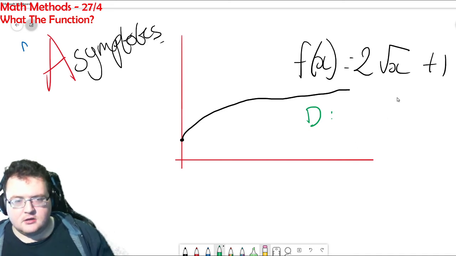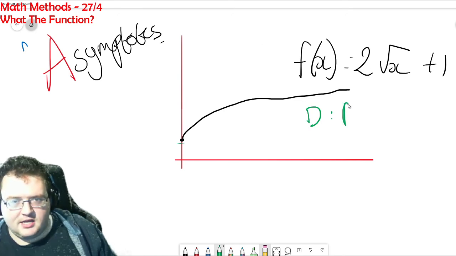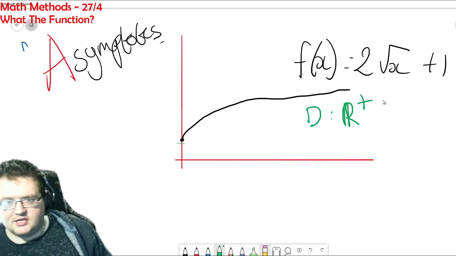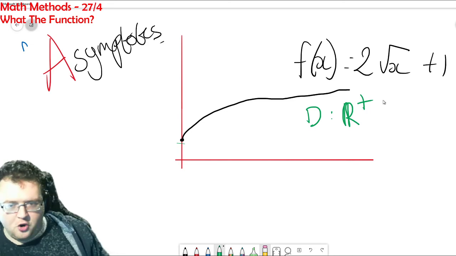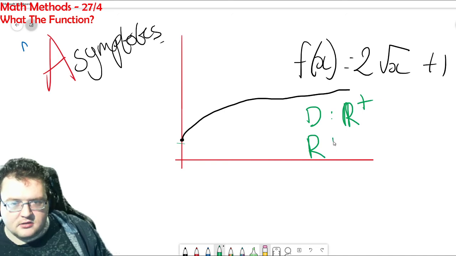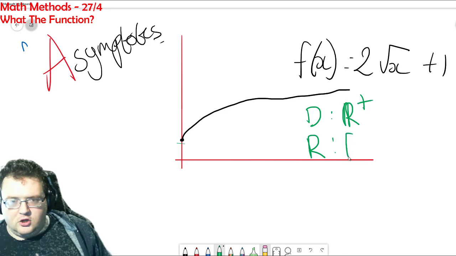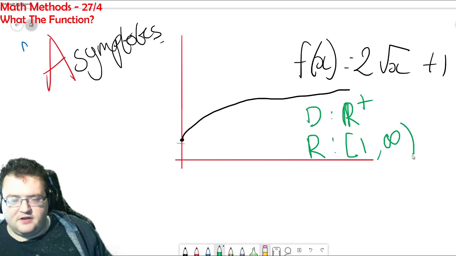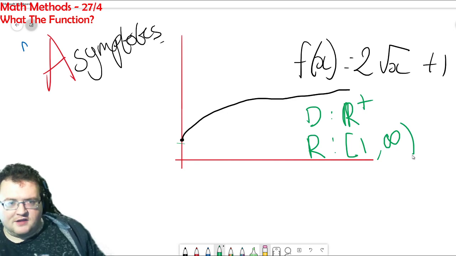But for the domain and range, this is where it gets interesting. The domain is from 0, including 0, all the way off to infinity. So it's going to be R plus, all real numbers, but only the positive numbers. Our range, on the other hand, is going to be including 1 all the way up to positive infinity. No shorthand way of writing that, unfortunately, but that's what we're going to have.